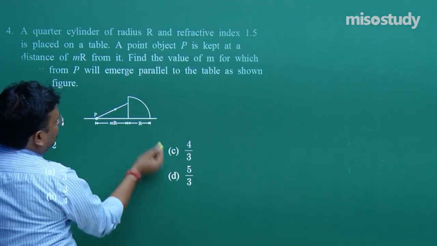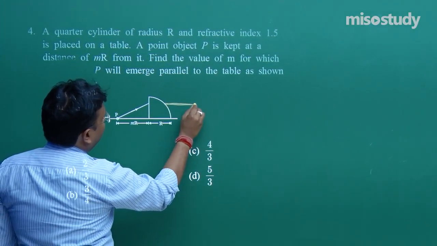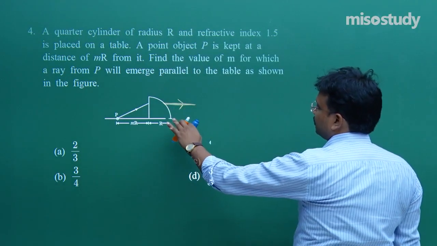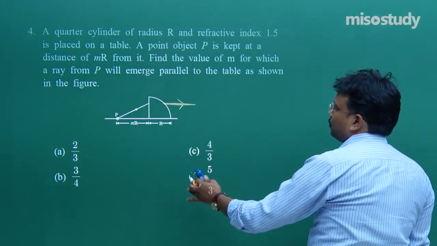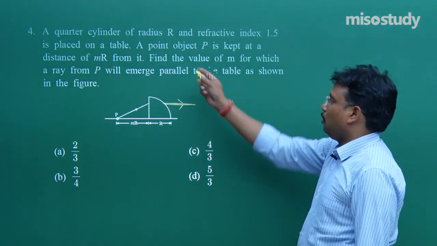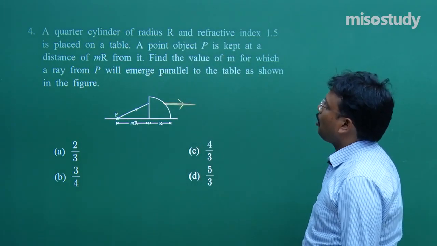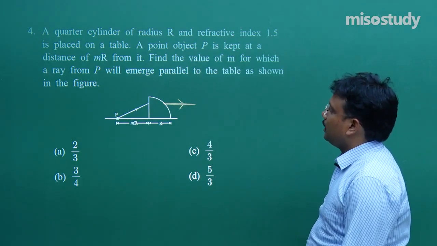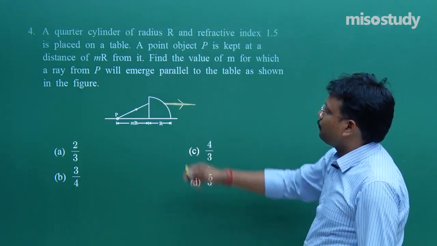As per the question, finally the ray should come out like this, fine. This is the aim, this is the target. Okay, so now let's try to find the solution. I hope the problem is clear to all of you. Once again I would like to read. A quarter cylinder of radius r and refractive index 1.5 is placed on a table. A point object P is kept at a distance of mr from it.